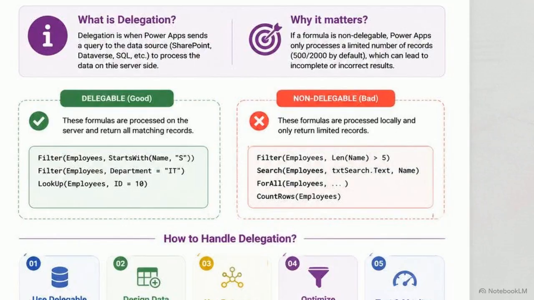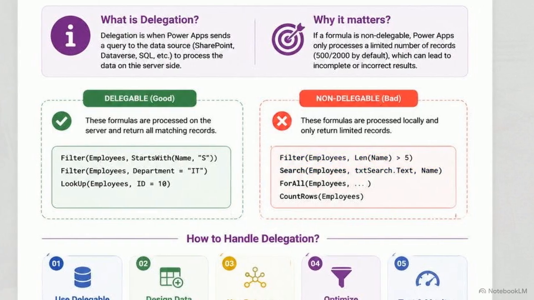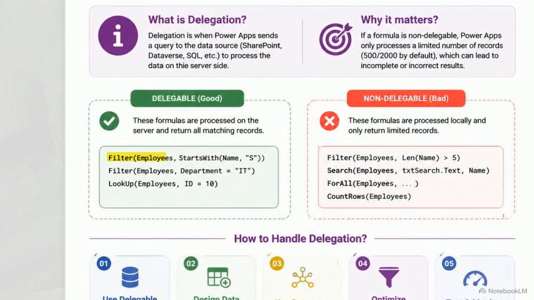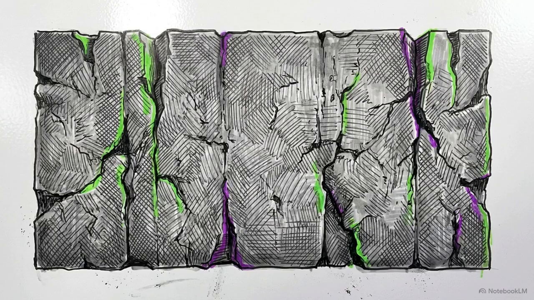This infographic breaks down the exact formulas that trigger this failure. Functions like measuring character length or using the standard search command force local processing and break delegation in SharePoint. On the side, we see the safe alternatives. To maintain server-side processing, you must rely on delegable functions like filter and starts with. Firmly, a delegation warning is not a suggestion to optimize your code. It represents the absolute physical boundary of what your application can accurately process.